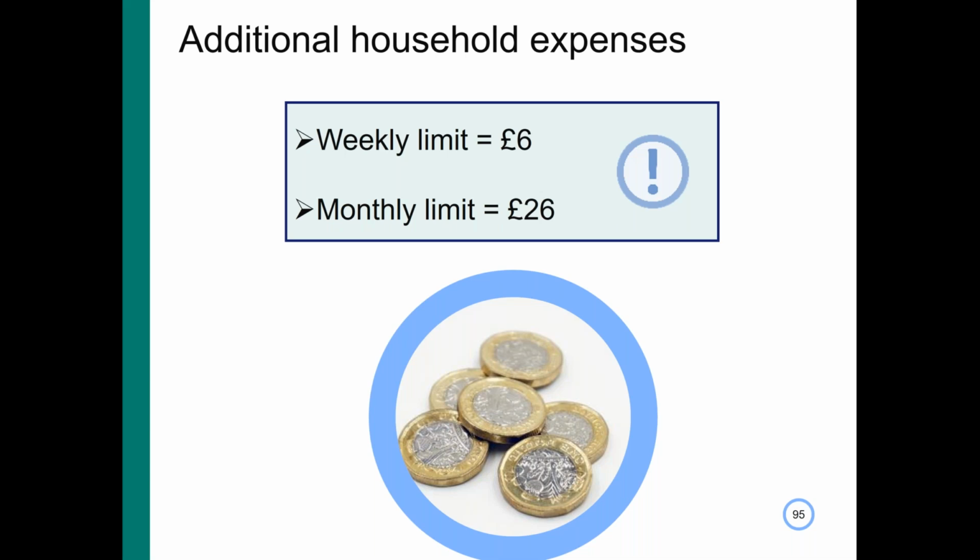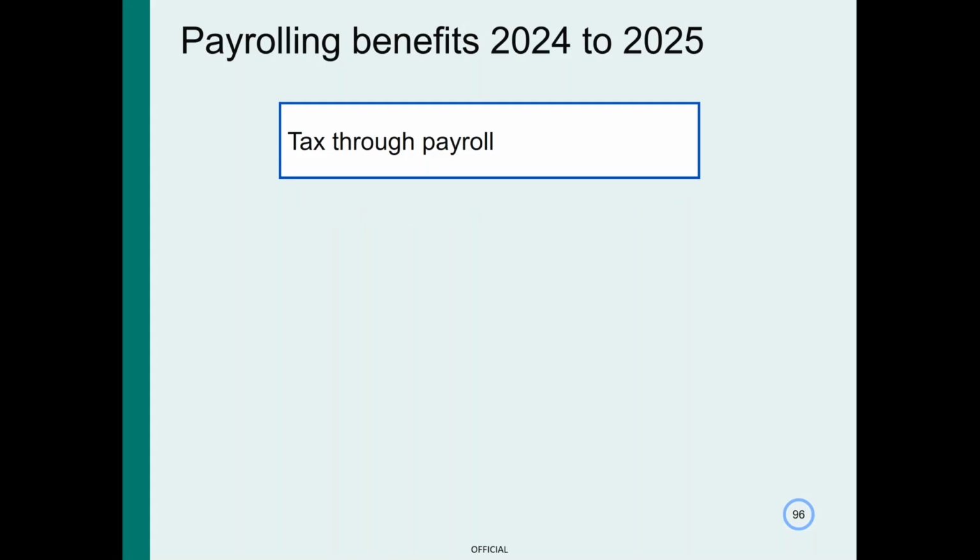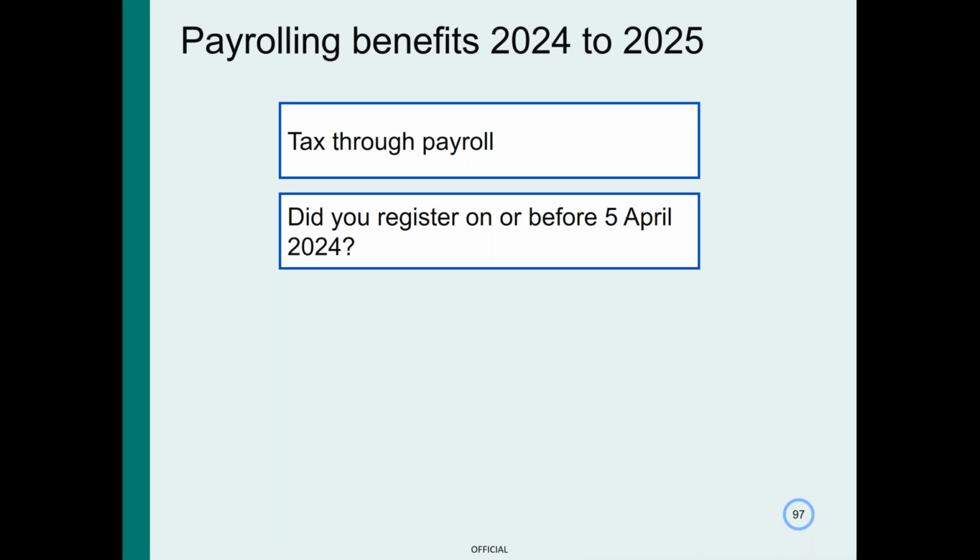You can deduct the tax due on benefits in kind through your payroll processes rather than through an employee's tax code. Did you register on or before the 5th of April 2024? You can only register for payrolling for full tax years and must complete the registration process on or before the 5th of April of the year before you start payrolling. Future years' benefits and expenses will be carried forward as payrolled automatically.